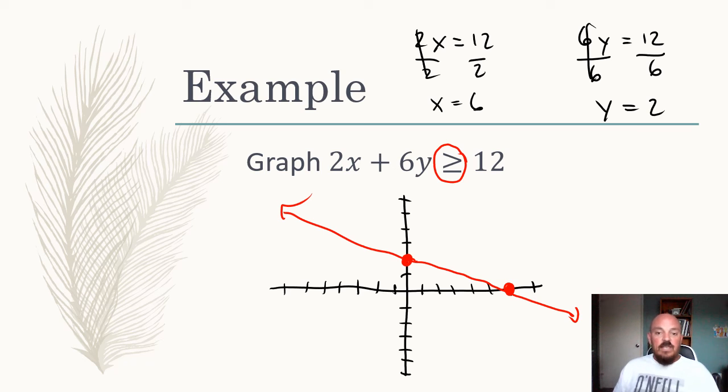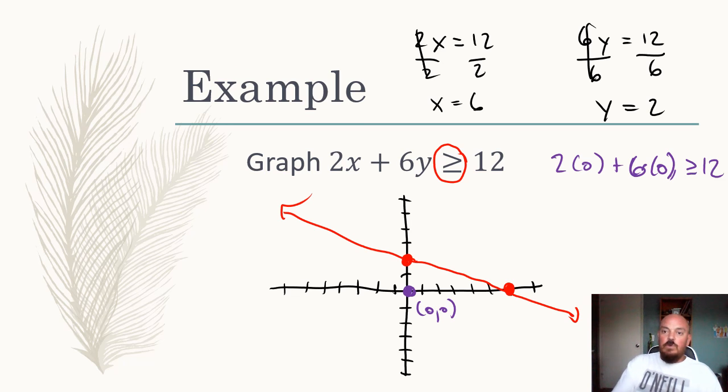And then I'm going to test again. Now remember, you can test any point you want, but remember my shortcut? If I can use 0, 0, I'm going to use 0, 0. So let's try it. I go back to my original equation. I'm going to plug in 0 for both x and y. I get 2 times 0 plus 6 times 0 is greater than or equal to 12. Now 2 times 0 is 0, 6 times 0 is 0, so I get 0 is greater than or equal to 12. Now 0 is not greater than or equal to 12. 0 is less than 12.